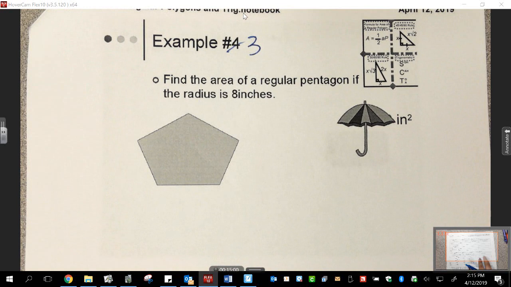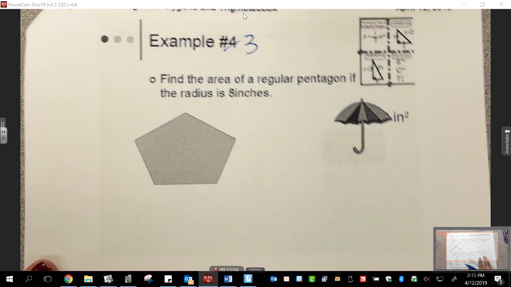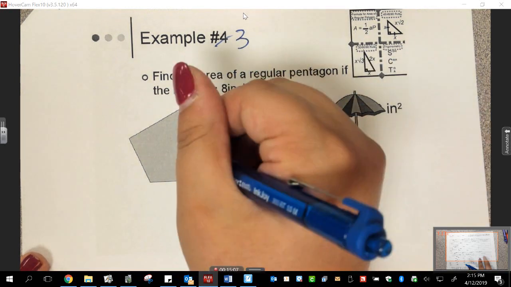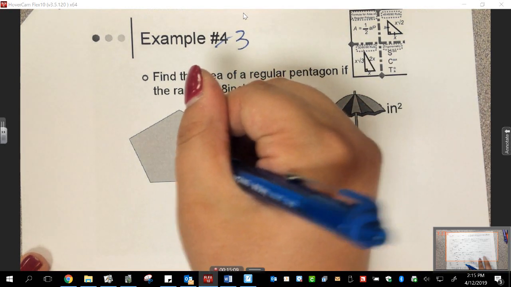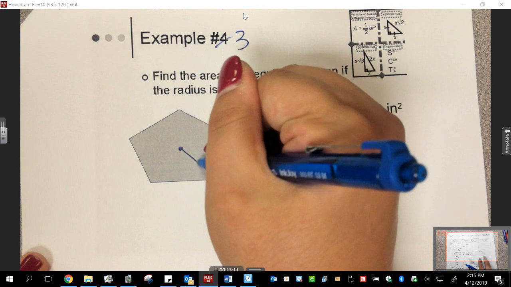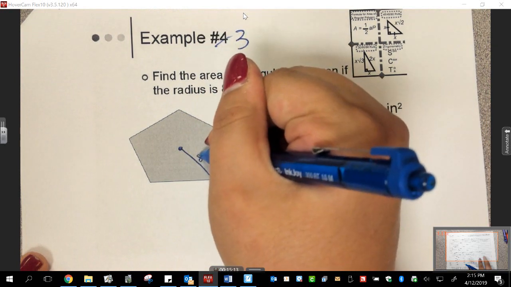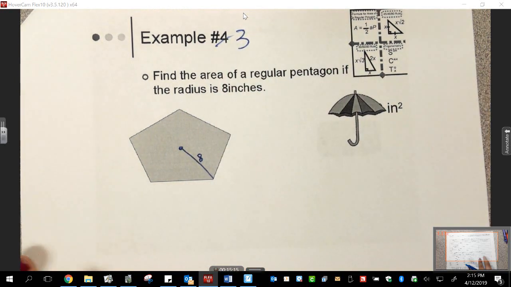For example 3, what do I tell you? Radius is 8. So what's a radius? Half of the diameter. Perfect. Draw it. Now, if you draw like a house, I think that's perfectly fine. Nobody's going to judge you if your pentagon isn't perfect.